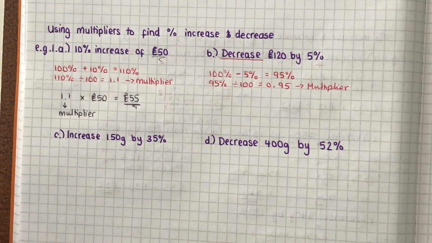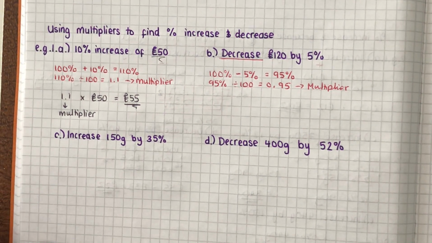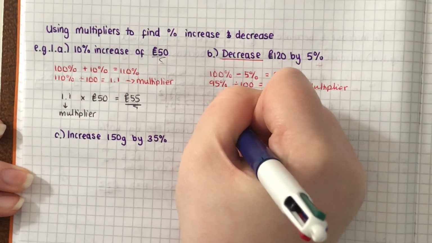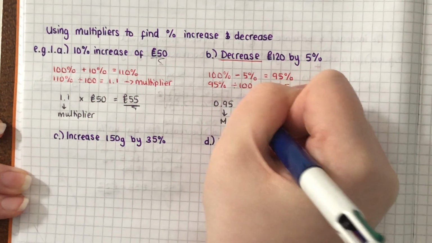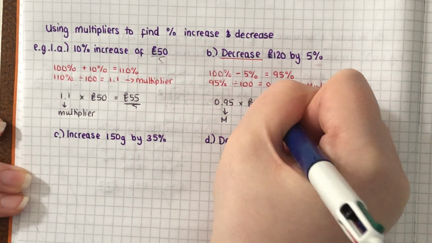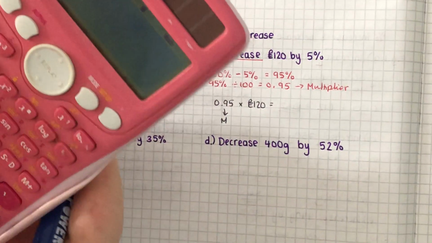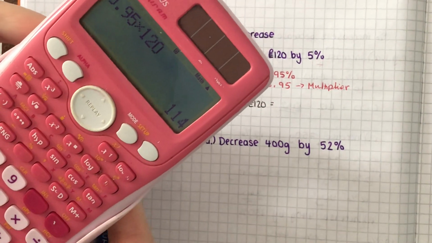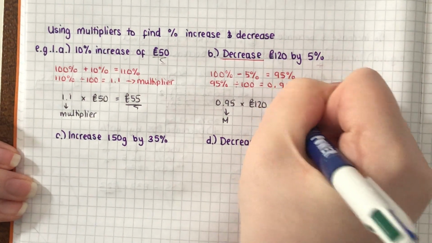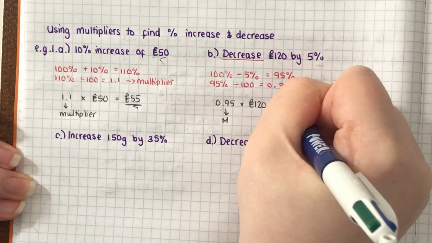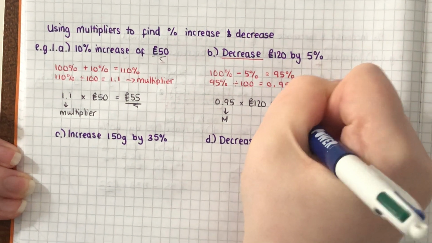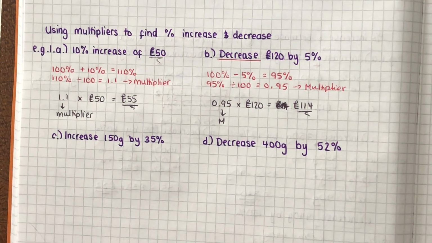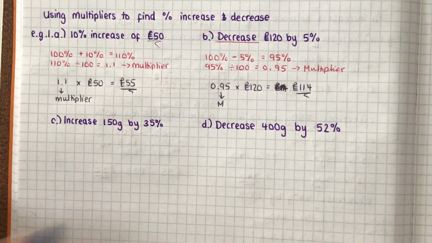Okay, and then we can use that to decrease £120 by 5%. So we do the multiplier, I'm just going to call it M, multiplied with the amount that we started with, which is £120, and we just type that into a calculator. So 0.95 multiplied with 120, and we get £114. Oh, missed a 1 there. Oh, that's messy. 114. There we go. Okay, so similar idea. We're going to do exactly the same thing for the ones below.